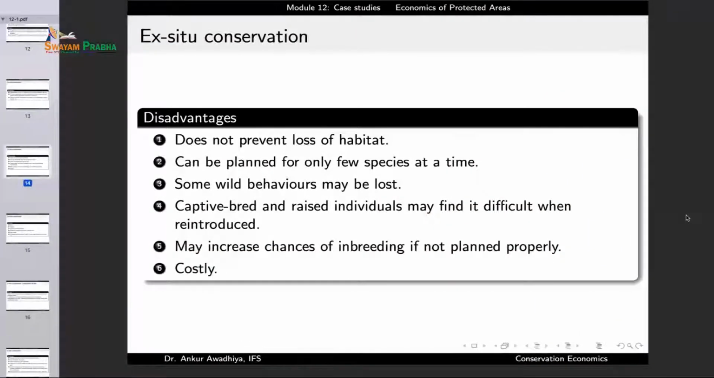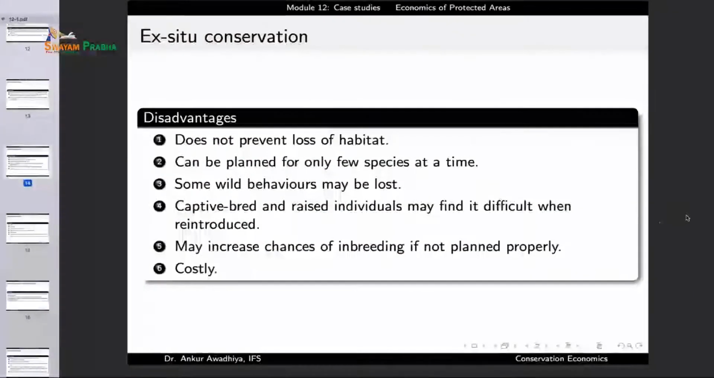Then it can be planned for only a few species at a time. Why? Because it is very expensive. You are doing an intensive intervention, so the costs go up. And when the costs go up, then it is difficult to do it for a very large number of species or a very large number of individuals.